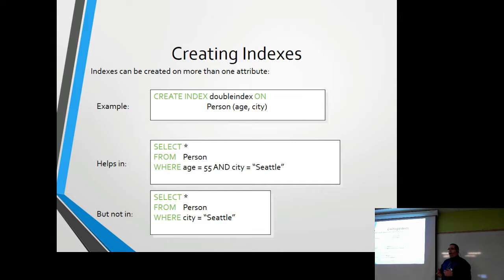Oh, they're doing a where clause. Okay, do we have an index that matches exactly what's in the where clause? So in this case, if we did create this index and we go age 55 and city is equal to Seattle, it'll use that index. That means it'll search quickly for that combination of criteria. However, if you just do select star from person where city is equal to Seattle, it will not search quickly because it's not part of the two-part index.